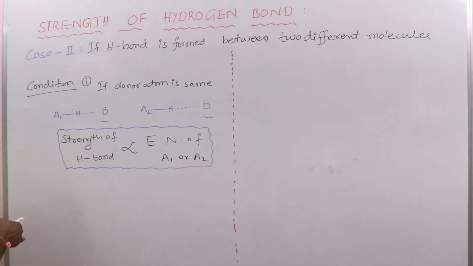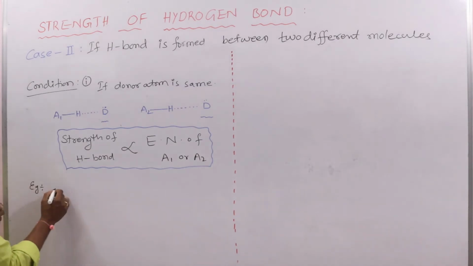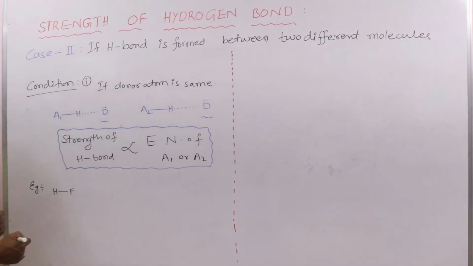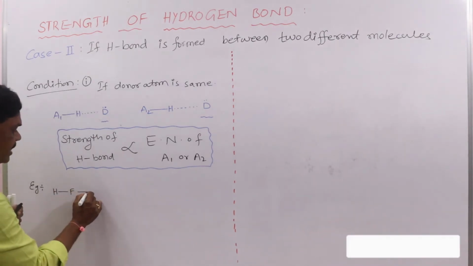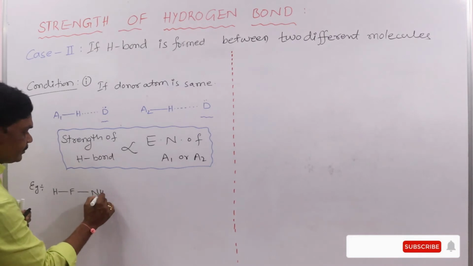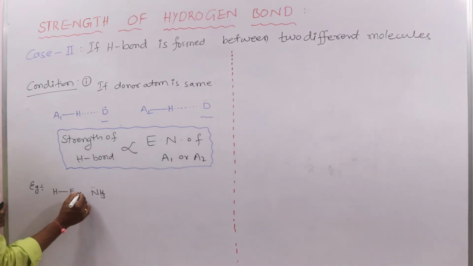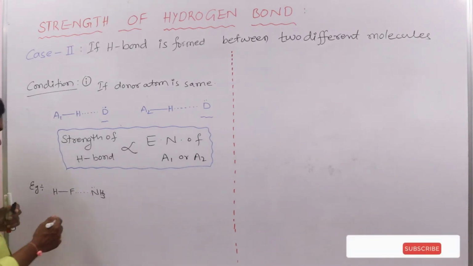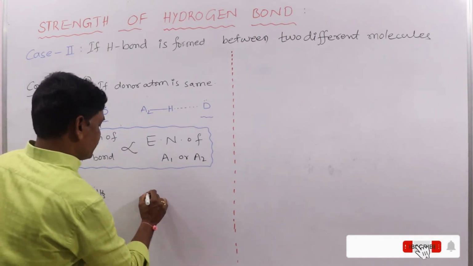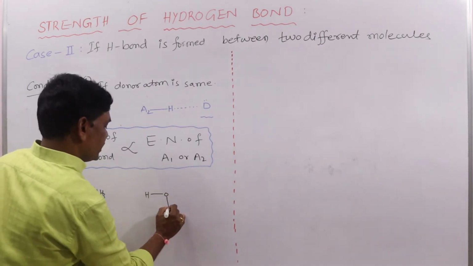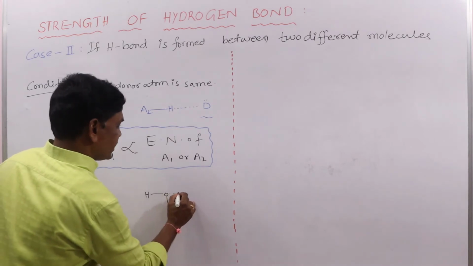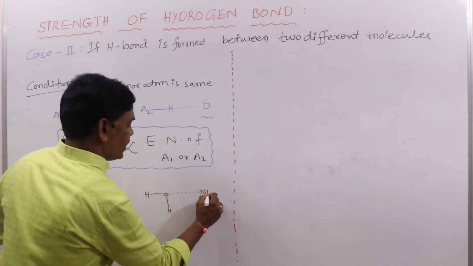So in a particular example, first I am taking hydrogen fluoride with ammonia. Now hydrogen fluoride, one molecule, is forming hydrogen bond with ammonia. The next one is a water molecule, which is also forming hydrogen bond with ammonia.